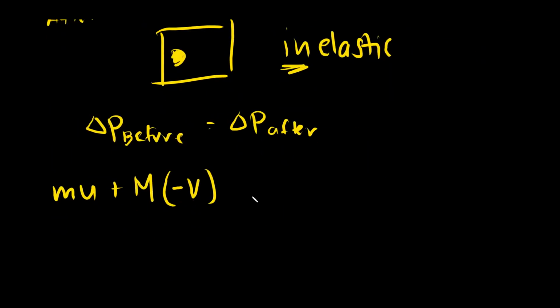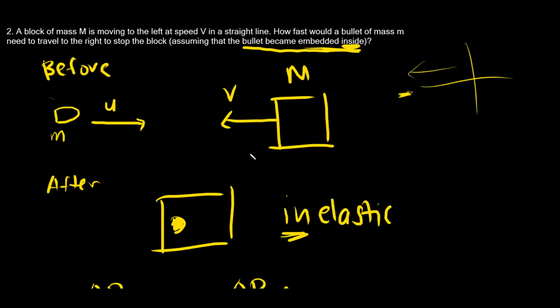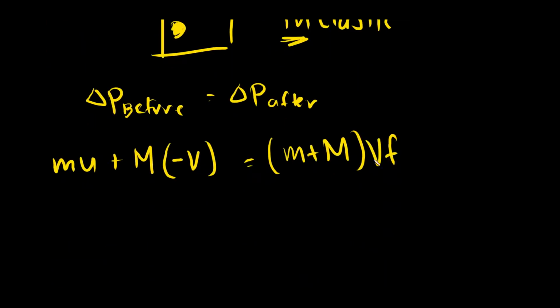So, negative v equals, since they stick together, and since it is an inelastic collision, you add the two masses together after the collision. So, that is m plus capital M. Then, the final velocity. The value of the final velocity is 0, because the block stopped. Okay? So, final velocity is 0.